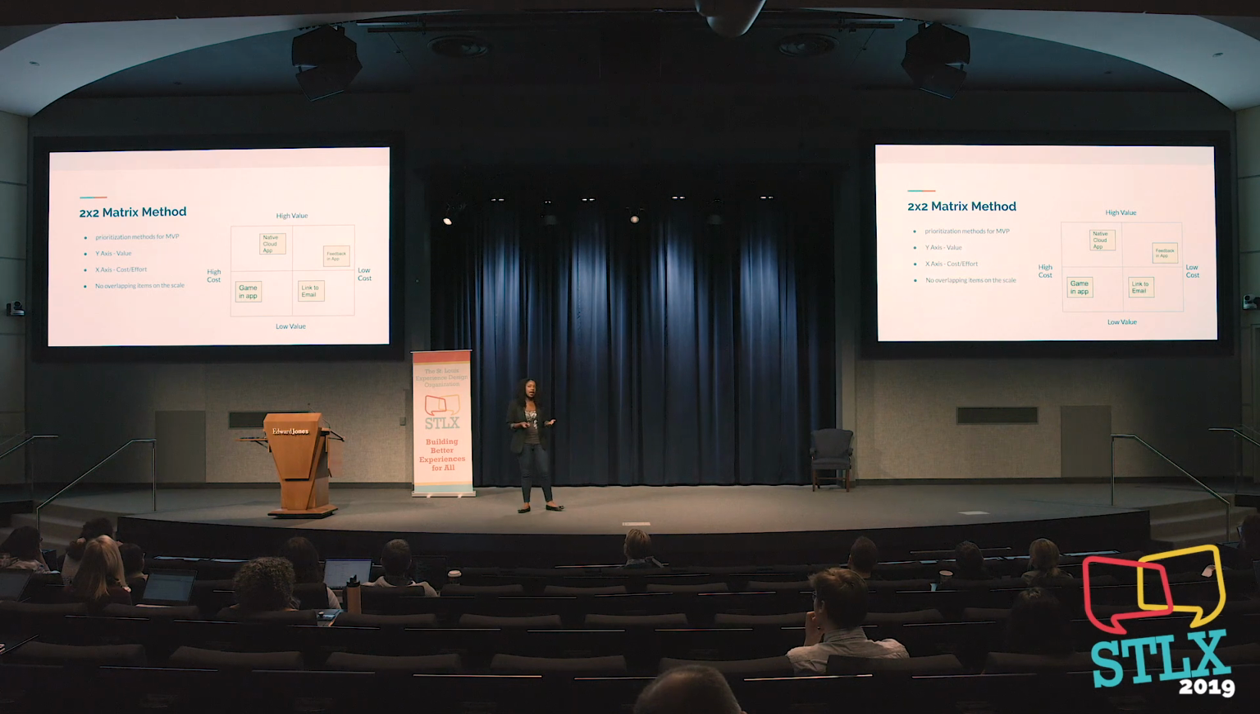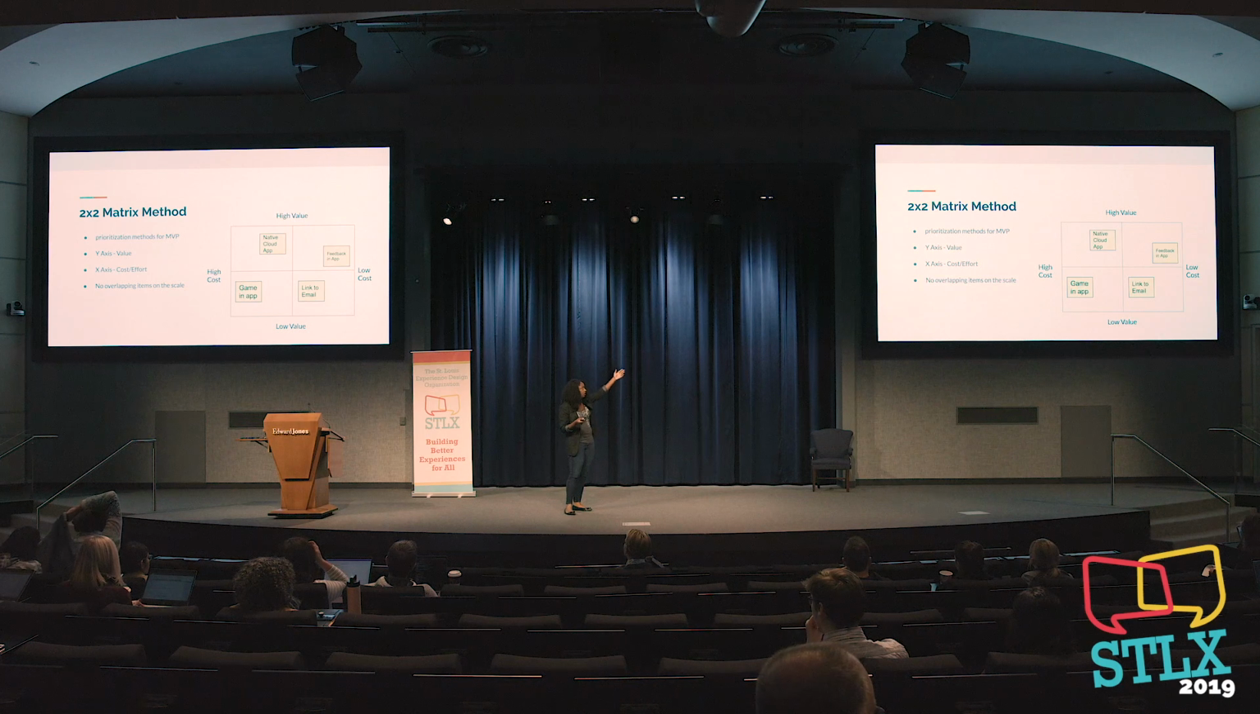In this example, I have creative feedback in my app. Low cost, high value. Create a native cloud app, higher value, but also higher costs. So we're having a discussion around prioritization here. We could build this high value, high cost solution, but it's going to take more time and effort and resources. So having this discussion is the key point of this.